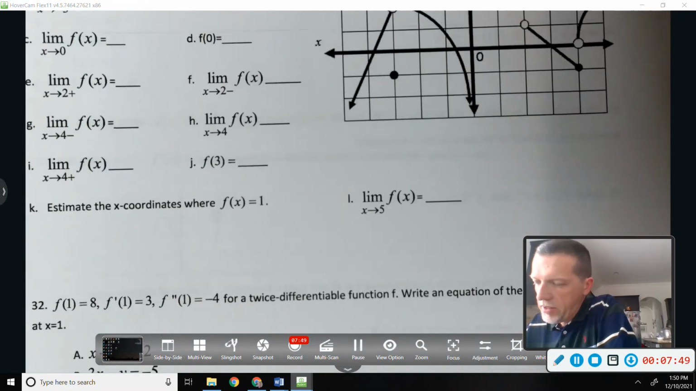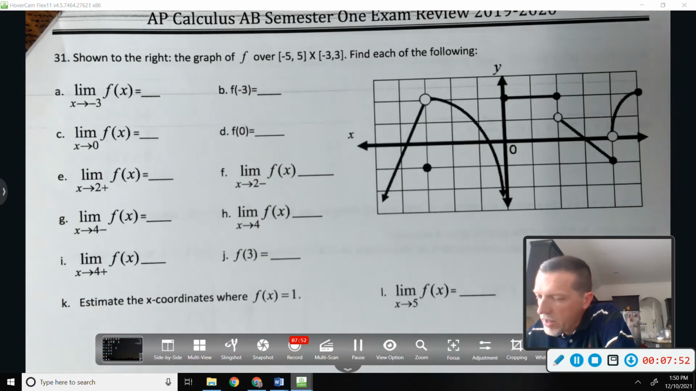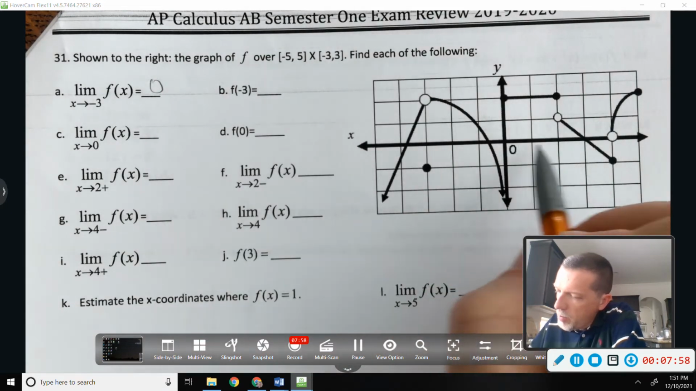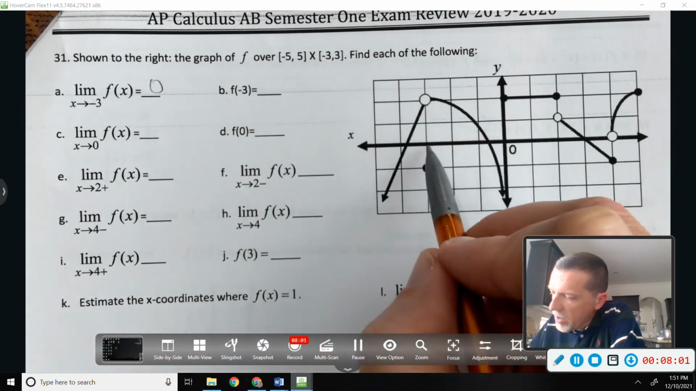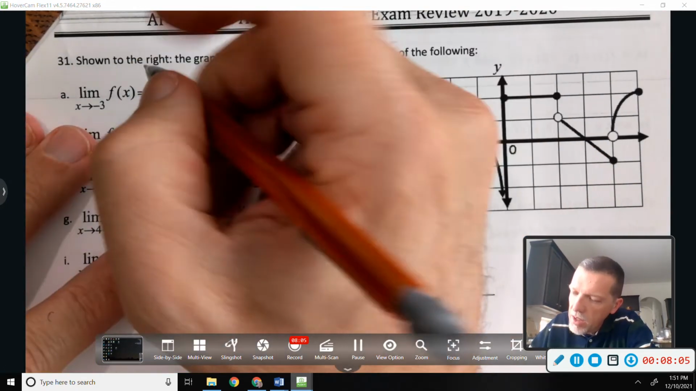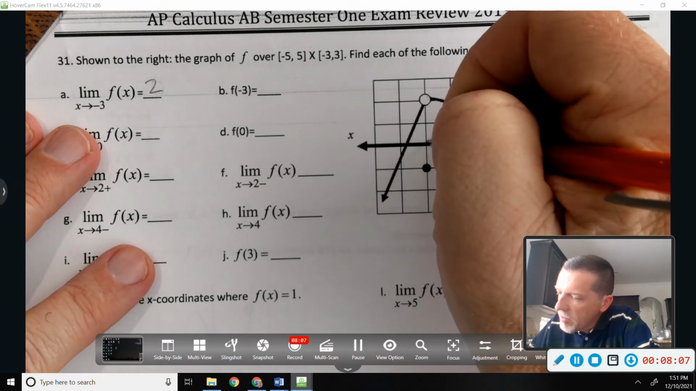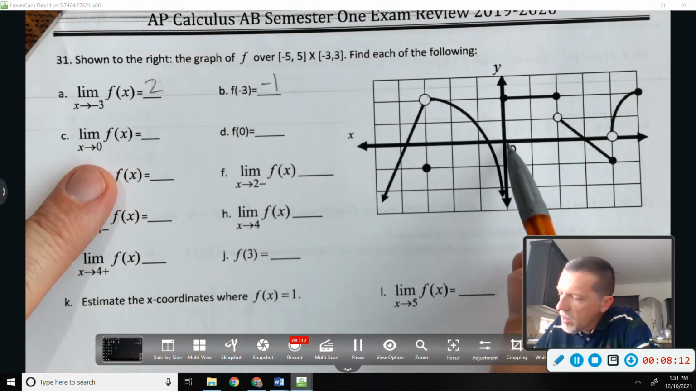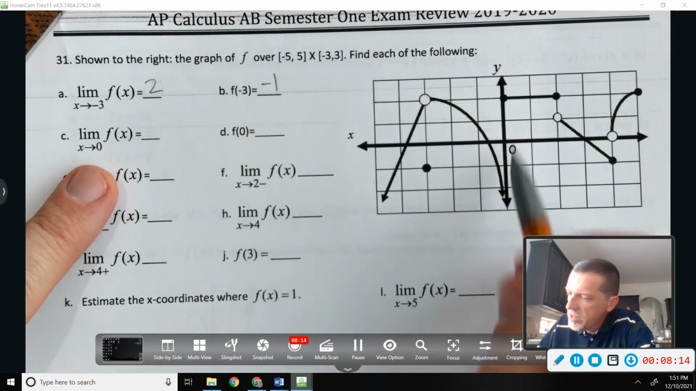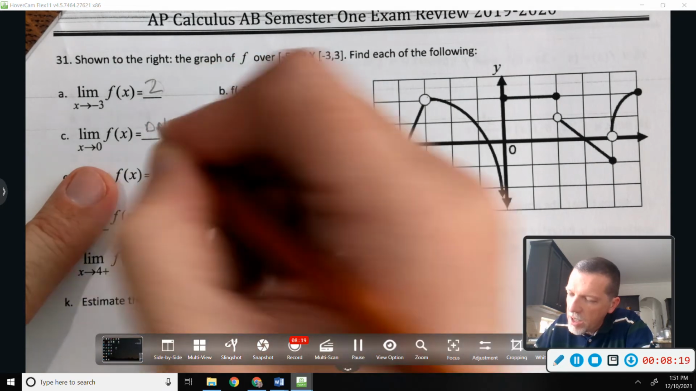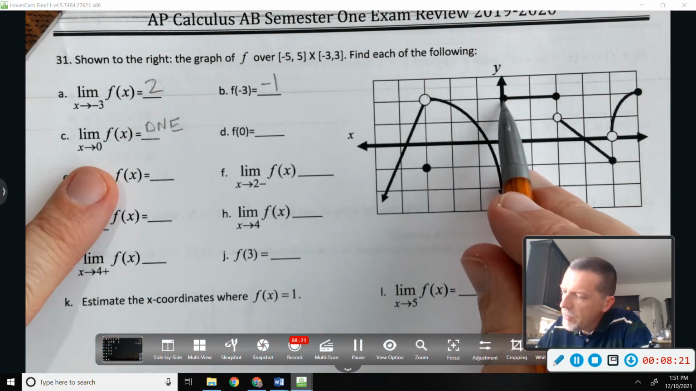31. Limits. We should be good at these, I think. As x approaches negative 3, function approaches 0. Whoops, negative 3. The function approaches 2. That's what I get for saying these would be easy. But f of negative 3 is down here at negative 1. Limit as x approaches 0 is different from the right or the left, and 1's going to infinity, so that's a D and E. F of 0 is 2.